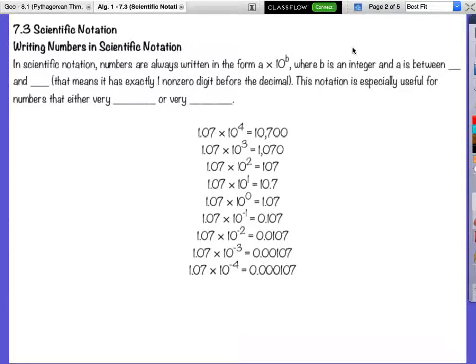Especially if there are a lot of zeros in there, like 1 million. You might not want to write 1 million over and over and over again. Scientific notation is here to help us with that.